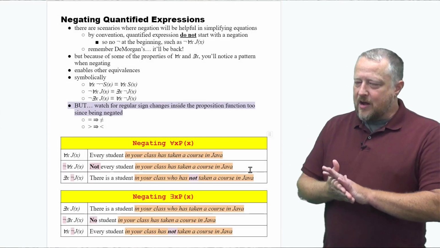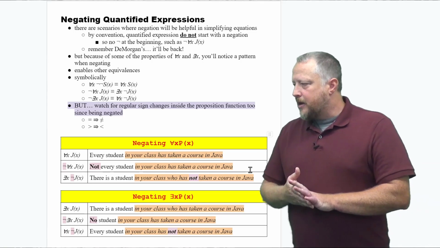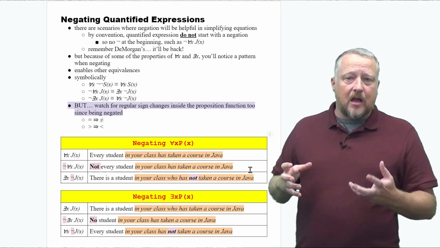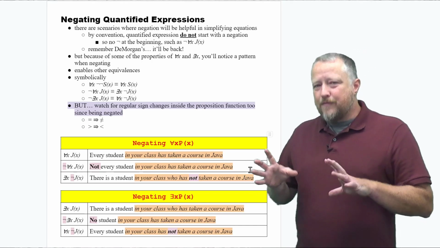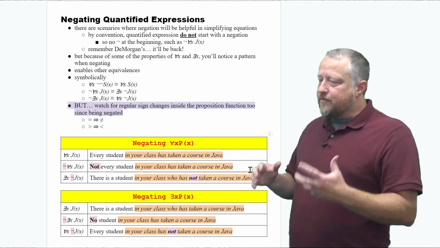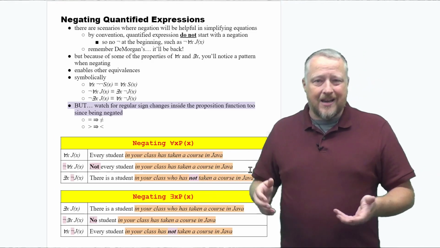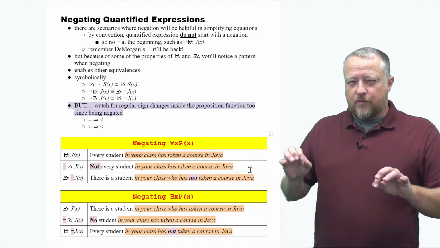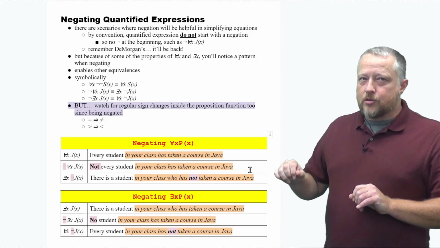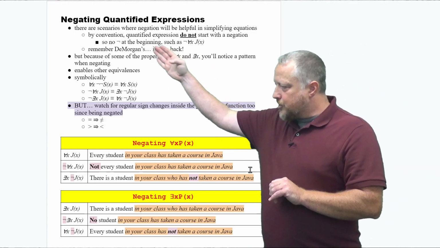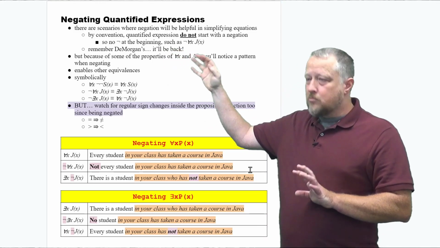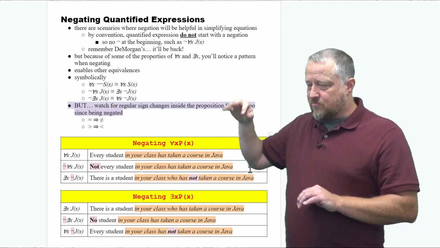Negating quantified expressions. There are scenarios where negatives will play a role in simplifying equations. By convention, a quantified expression does not start with a negation. If you start with it first and then change it later, that's fine with me, but we need to change it. So there's no negation symbol at the beginning such as this. This really would not be accepted as an answer. Change it afterwards, then give me that answer, fine.